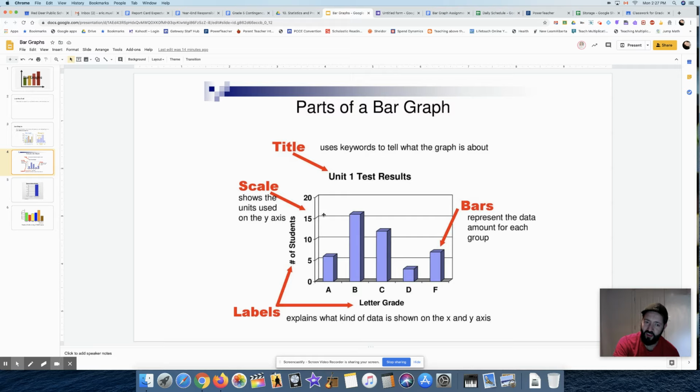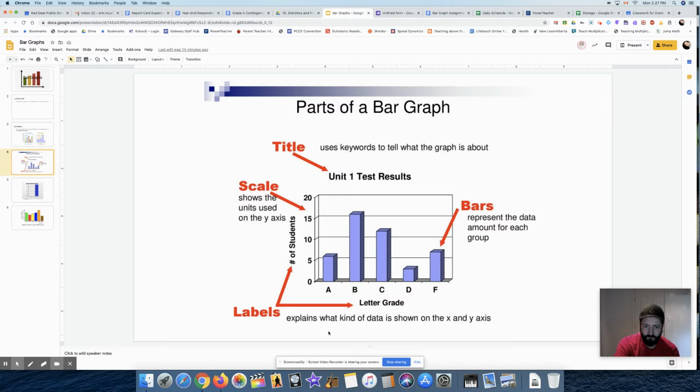All right. And in this case, it looks like the highest number goes up to just above 15. Maybe that's 16 students that got a B on this test. So you would want to choose a scale that goes just above 16. And if we're using nice round numbers, like counting up by fives, then the number that would be just above that, counting by fives, would be 20. So that's how they chose this appropriate scale.